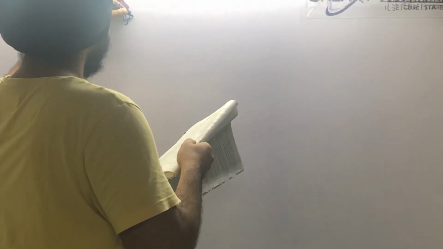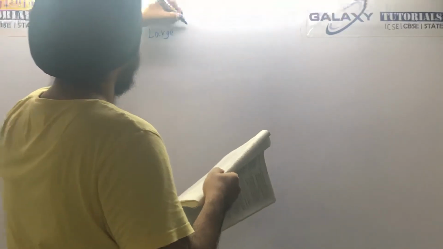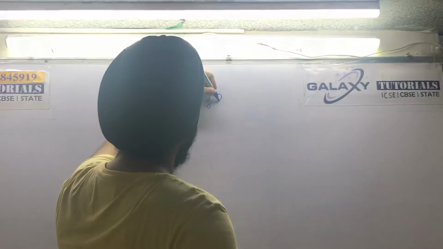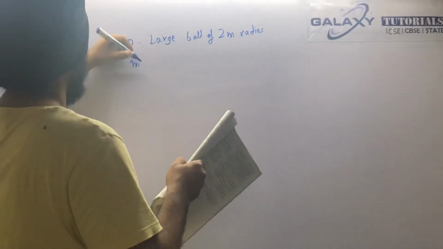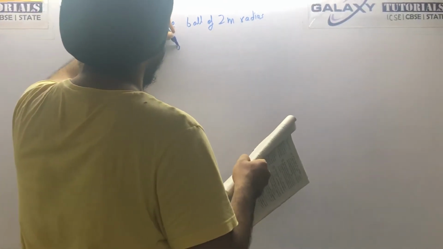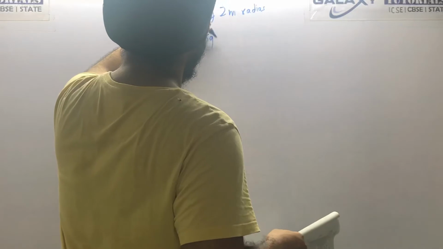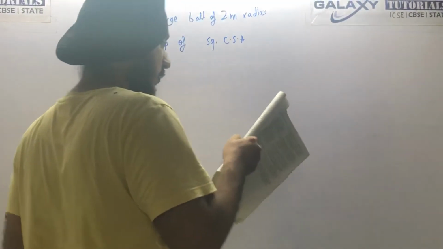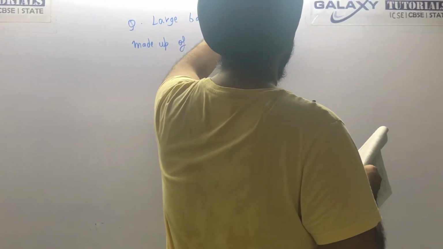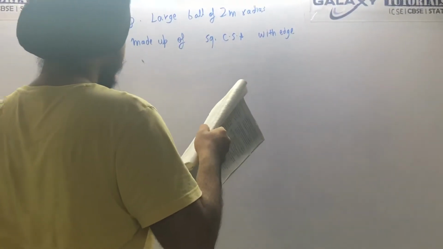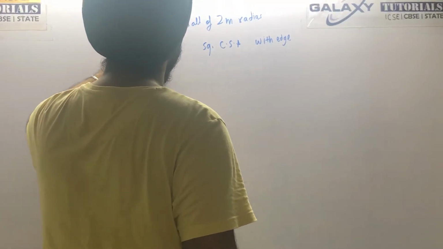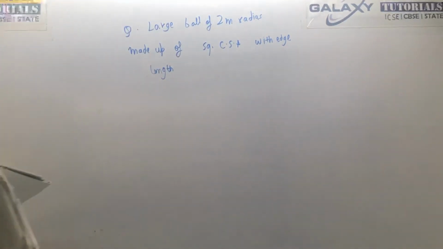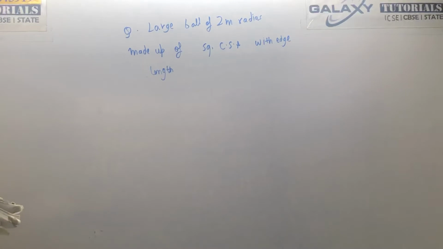So they have given the question: a large ball of 2-meter radius, made up of a square cross-sectional area with edge length equal to 4 mm.